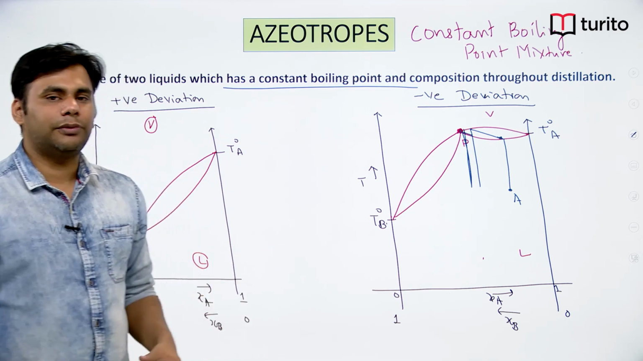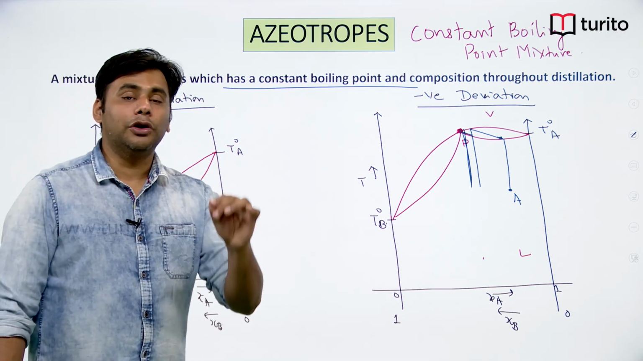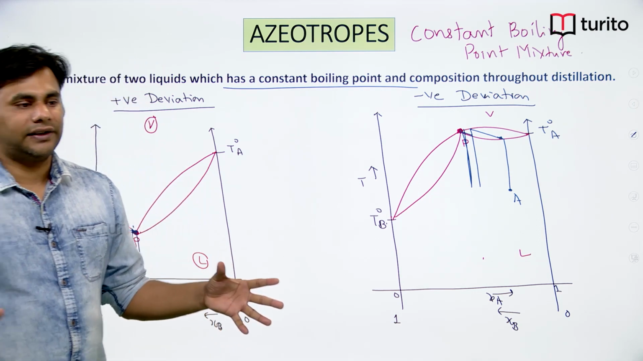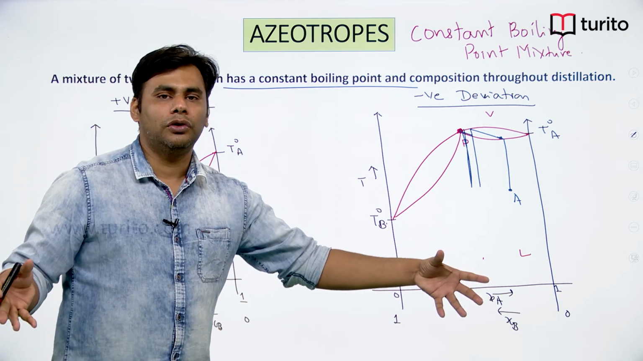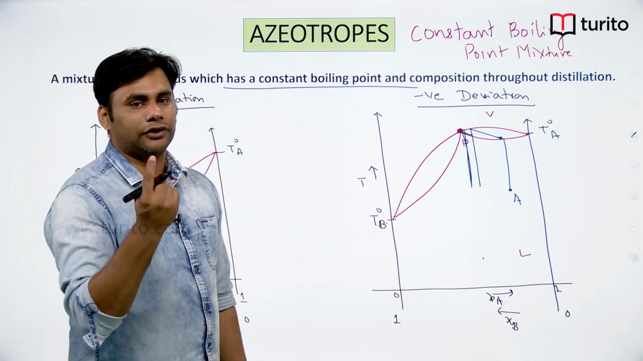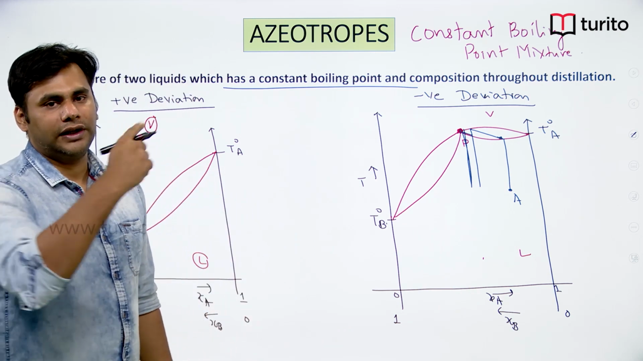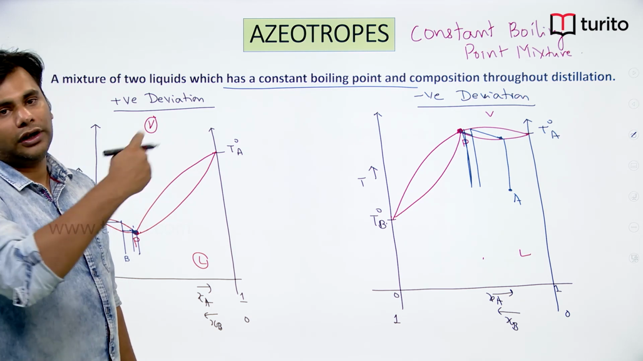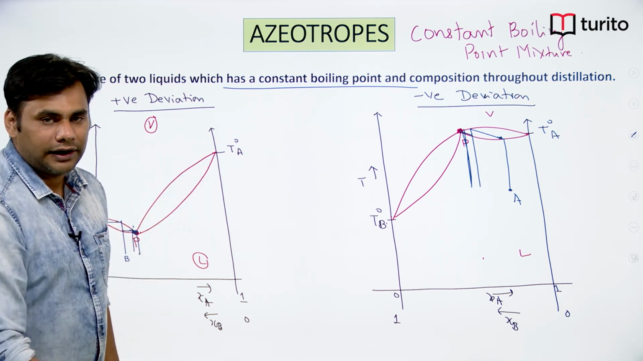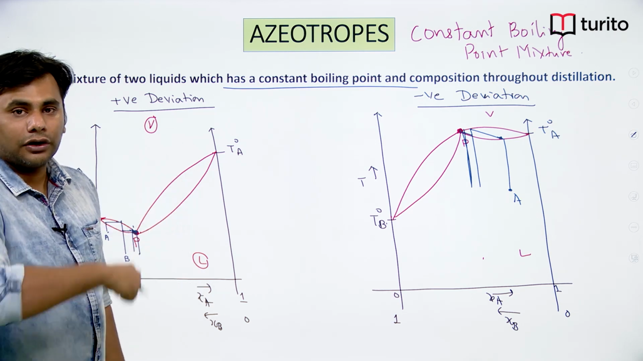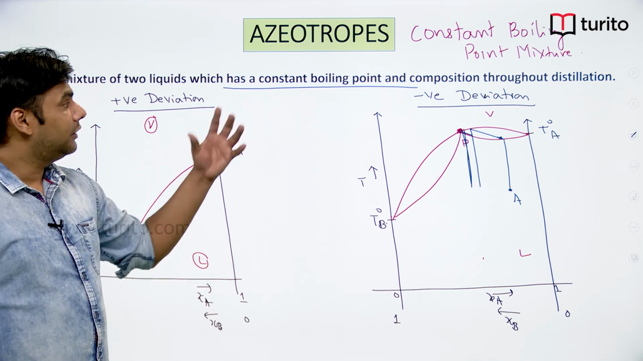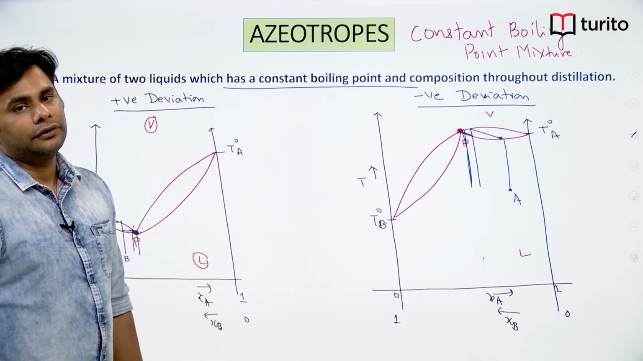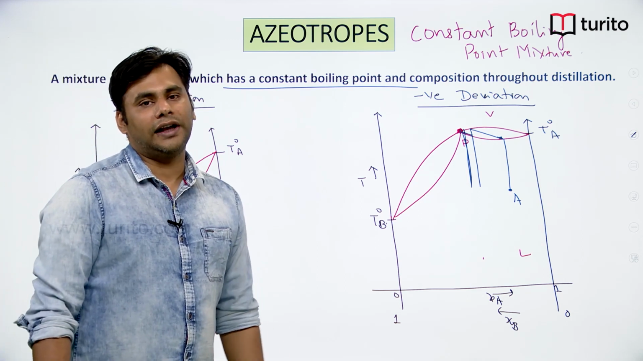So an azeotropic mixture is basically behaving as a single pure liquid. It is not behaving as if it was a mixture of two liquids. It is behaving as if it was a single liquid. You boil, you get the vapor, you condense, you get back the liquid, you boil, you get the vapor, you condense, you get back the liquid. So it is undergoing the change without change in its composition. So such liquids are called azeotropes.